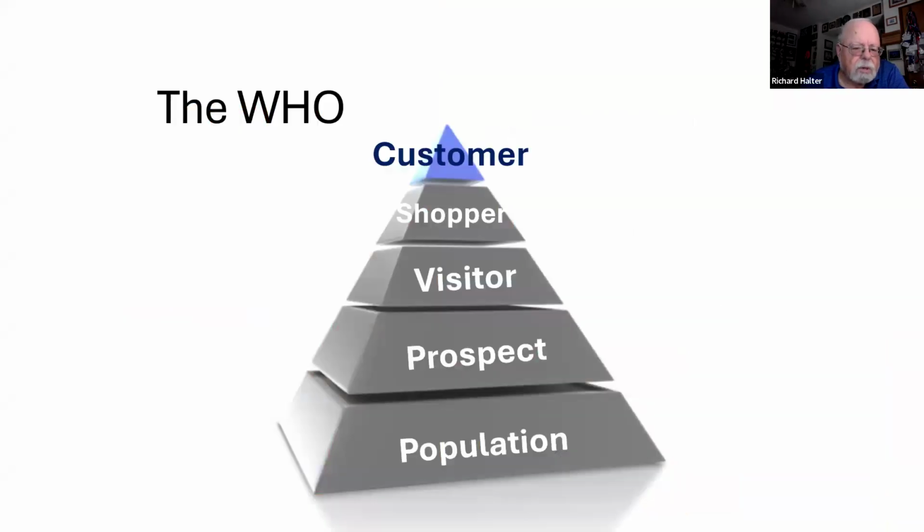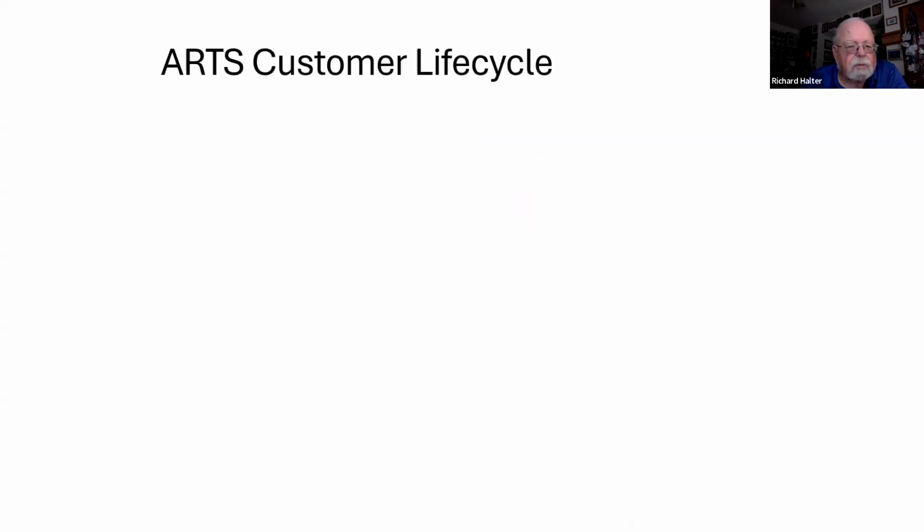So what is a customer? Well, he starts out as a population, and then in the pyramid, as you move up, you start becoming a prospect. And then eventually you become a visitor. When you start looking around and picking things up, you become a shopper. And at the top of the pyramid is the customer. People don't realize that 80 to 90% of your sales is to people who are repeat customers. A lot of people focus on, well, let's get people into the store, but they don't focus on the customer, right? Critical component.